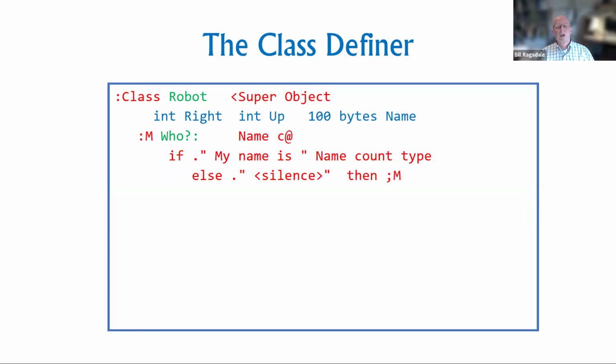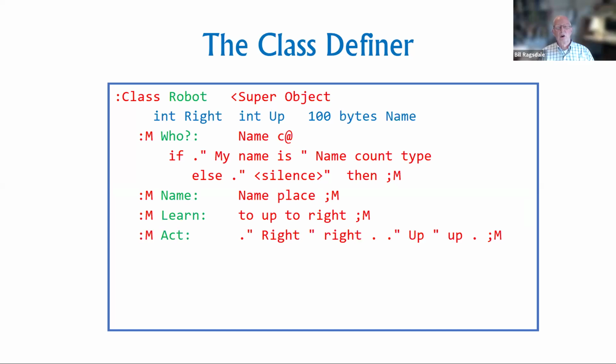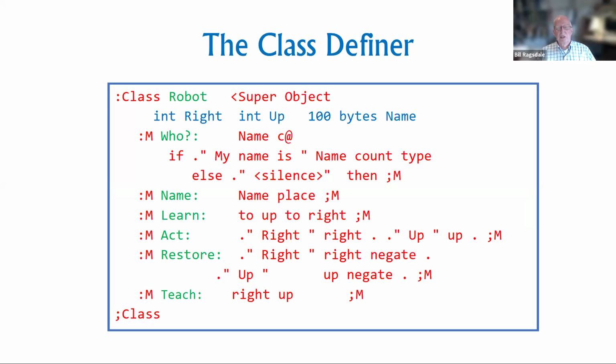The methods here appear as in this block definition. So we see the definition of who, that teaches it, that reports its name, either name or silence. The name report accesses the name variable and puts it in place. The words to learn, the words to act, the words to restore, and the words to teach. At the very end is the semicolon class.